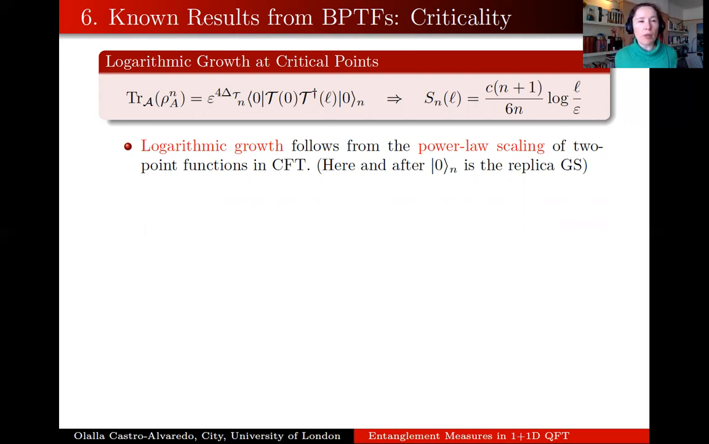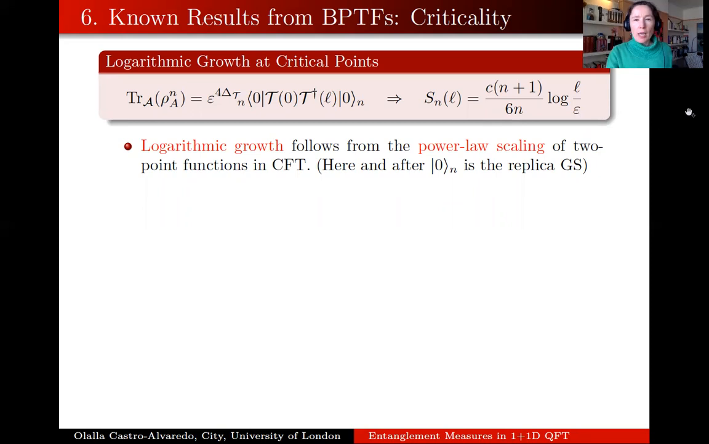So if you have a 2-point function in CFT, it scales in a very particular way with the dimension of these fields. So if you use that result, you immediately get this kind of result for the Renyi entropies. And if you set n equals 1 in there, you get the standard formula for the entanglement entropy of one interval in conformal field theory.